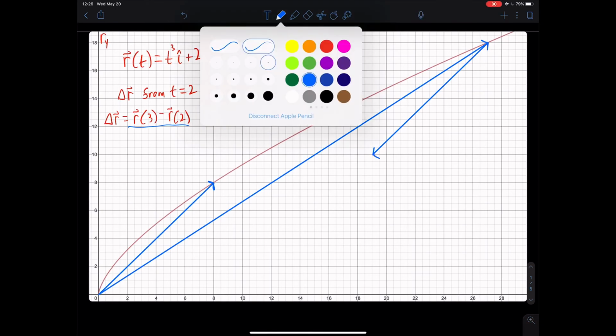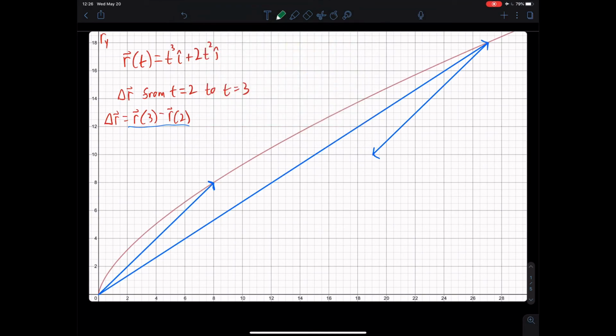So let's get our position vector, or our displacement vector, there. So the solution, R3 minus R2, should be this vector right here. And that should be the same vector that we got from the last one.